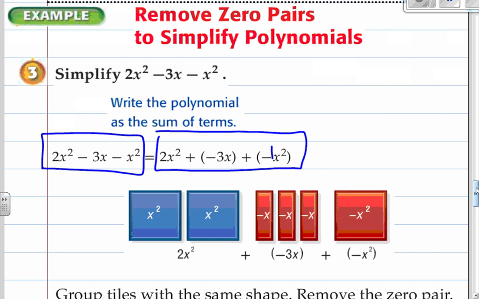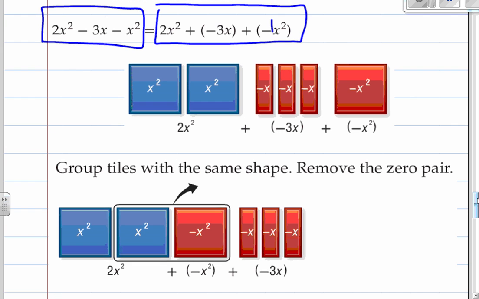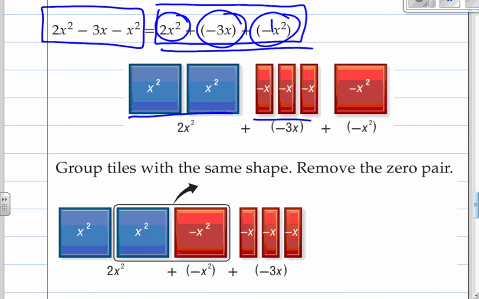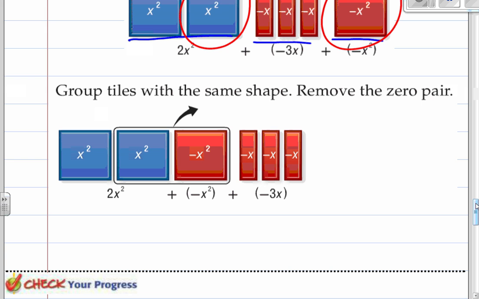Now take a look at what they've done here. They're visualizing this right here, saying there's 2x squareds, that's this right here. There's negative 3x's, that's right here. And of course there's negative 1x squared right there. Group the tiles with the same shape. Well, I'm hoping you can see that this goes with this. So when they reorganize, they put those together, kind of like I was doing, but without the actual tiles.